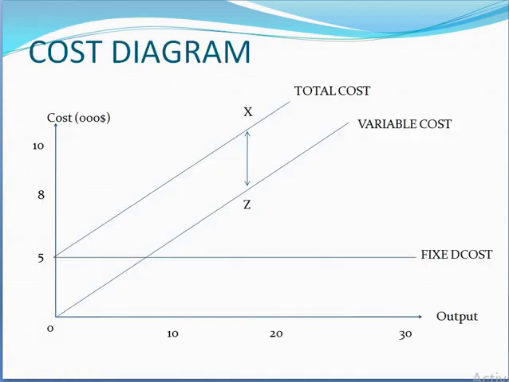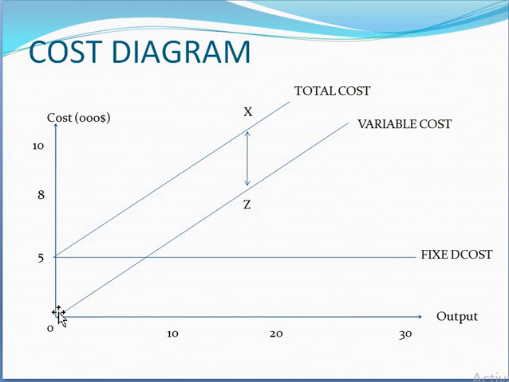In this diagram, we have plotted the three costs of production: fixed cost, variable, and total cost. You can see that the fixed cost is fixed at $5,000 throughout our production system. We are assuming we are in the short run where at least one of the costs, maybe it's the building or the machinery cost, is fixed.